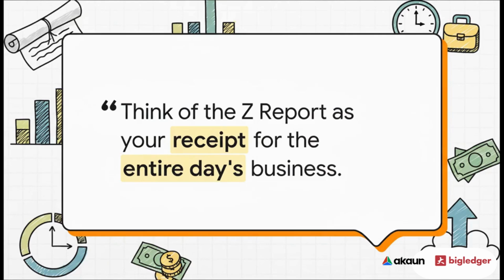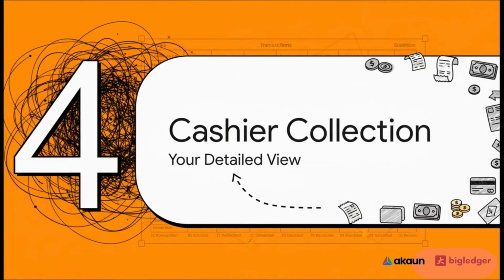That is the perfect way to put it. This isn't just some random report. It's the final authoritative receipt for your entire day's work, all wrapped up in one neat package. So the Z Report is awesome for that big picture view. But what happens if you see a number that looks a little off? How do you see the individual transactions that actually make up that summary? Well, that's where our next report comes into play.